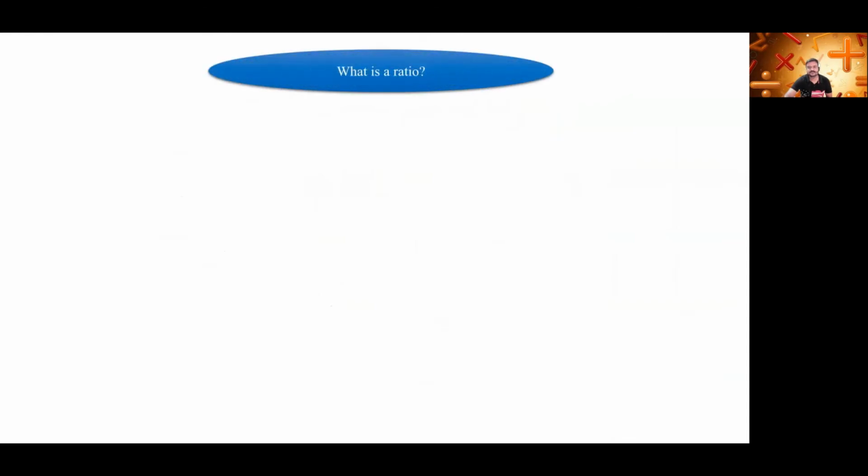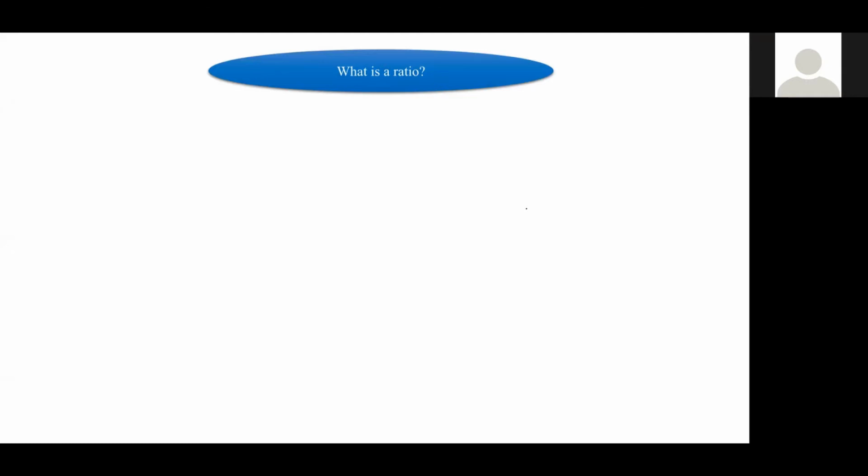What is a ratio? Can anyone tell me what is a ratio? Yes, Darshana. Darshana Khandelwal: A ratio is a comparison of two or more quantities of same kind. Correct. A ratio is a comparison of two or more quantities of same kind.